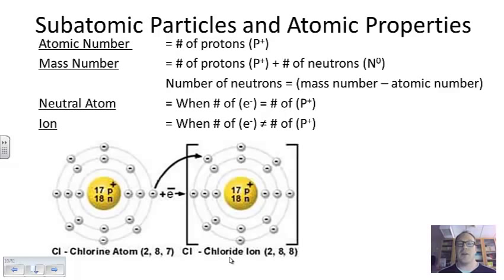This is the configuration of a negative chloride ion, and I know chlorine and chloride are not the same thing. Many times the chemistry language changes when an atom turns into an ion, especially negative ions. Very often, element names that end in I-N-E, when they ionize, turn into negative ions. The suffix of the name will change from I-N-E to I-D-E, from ine to ide.